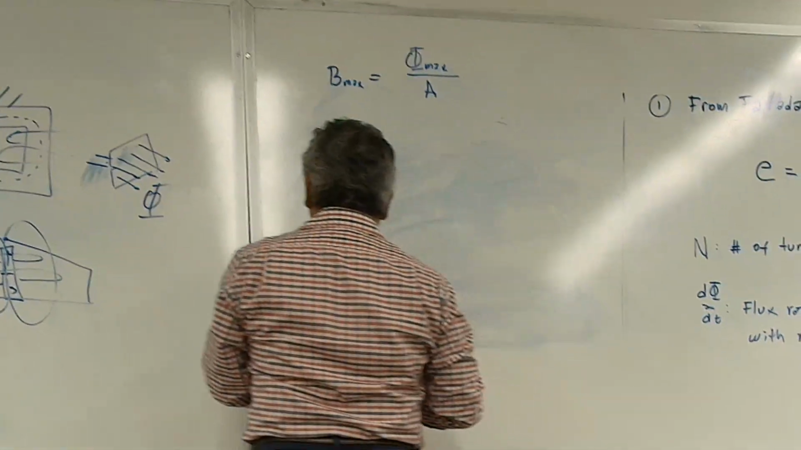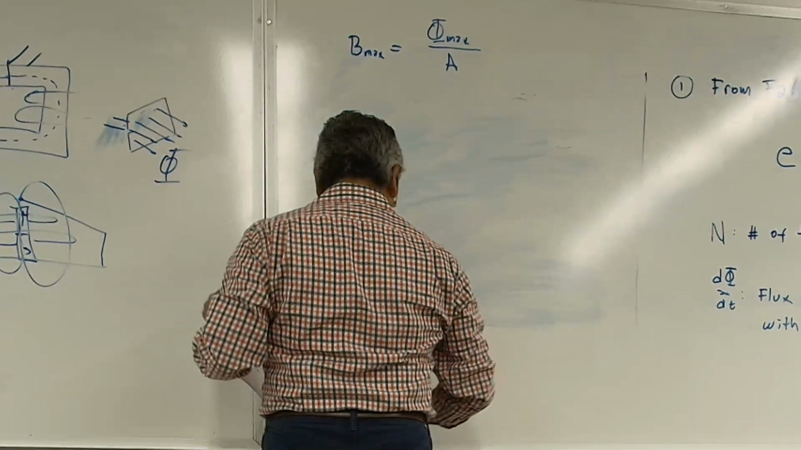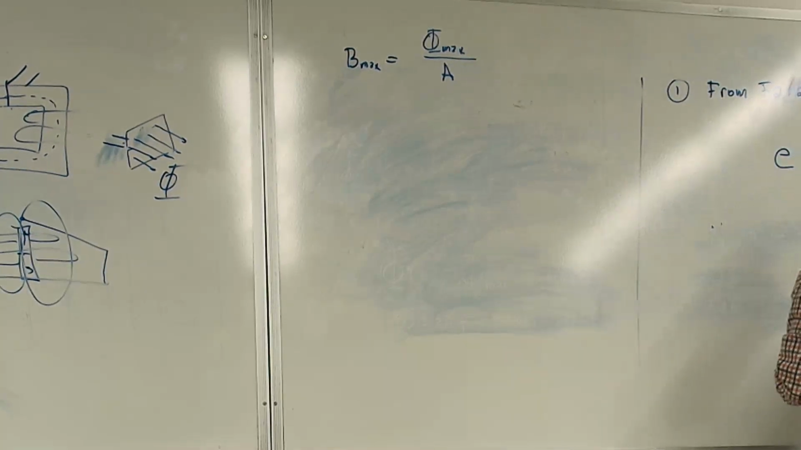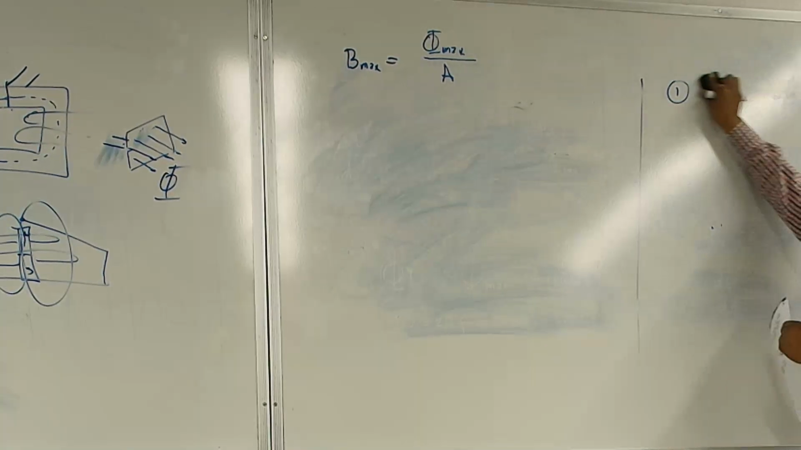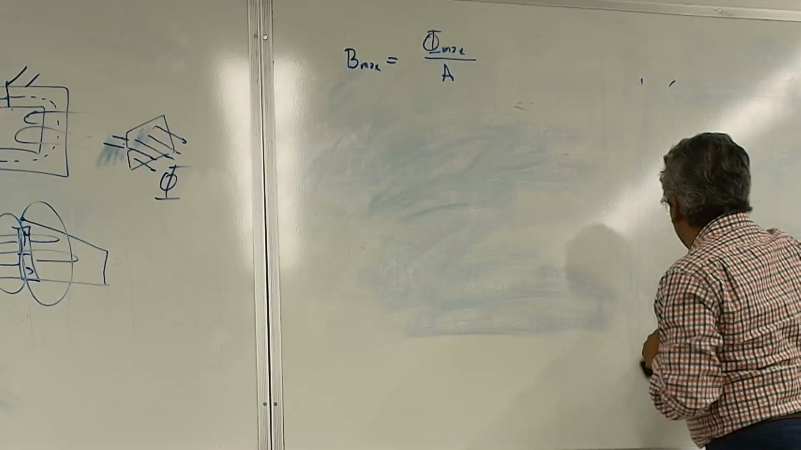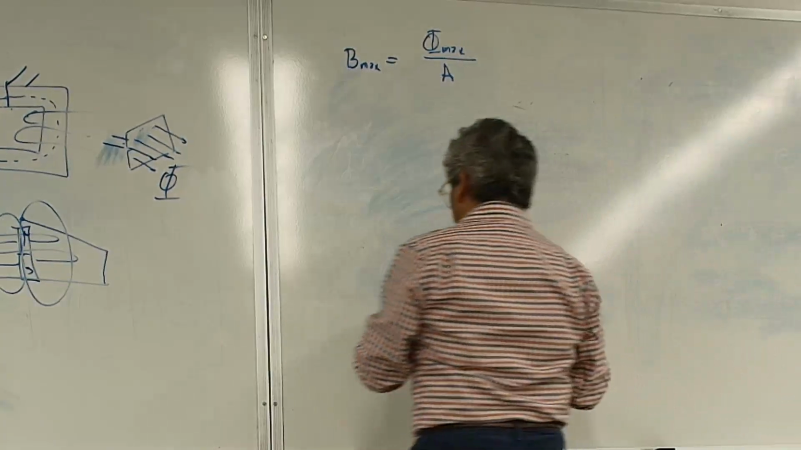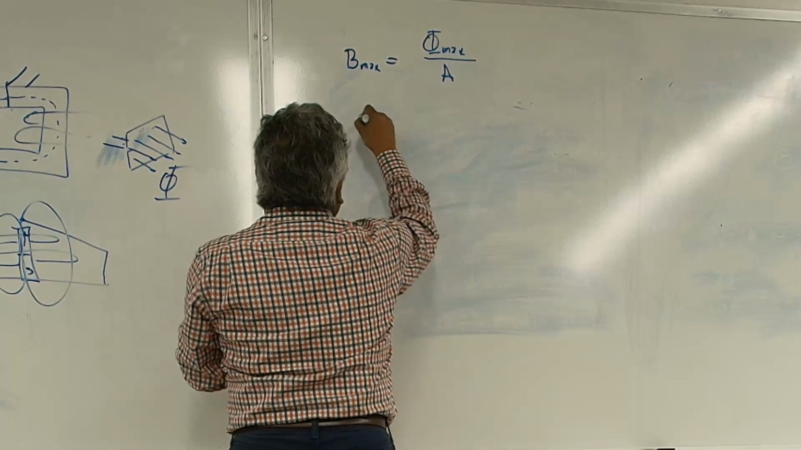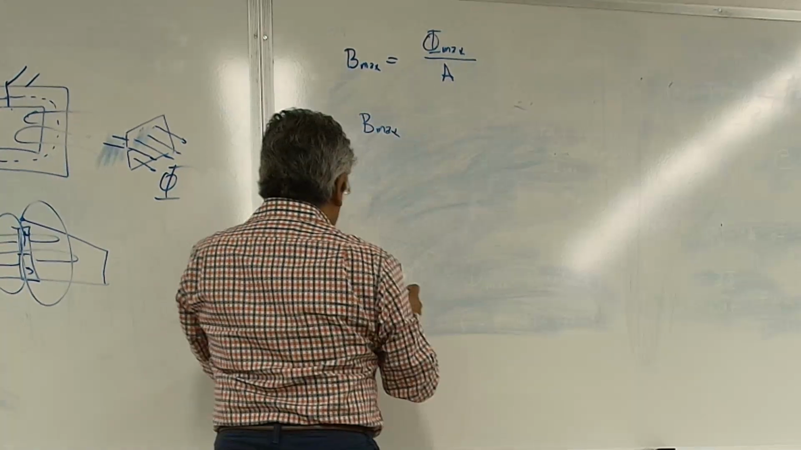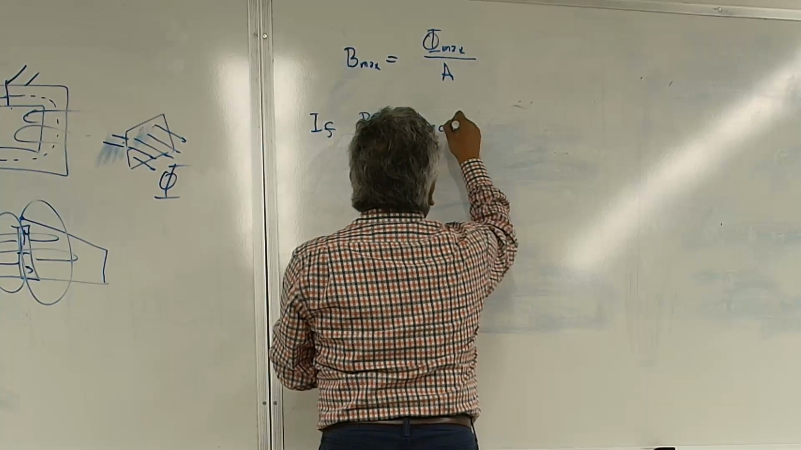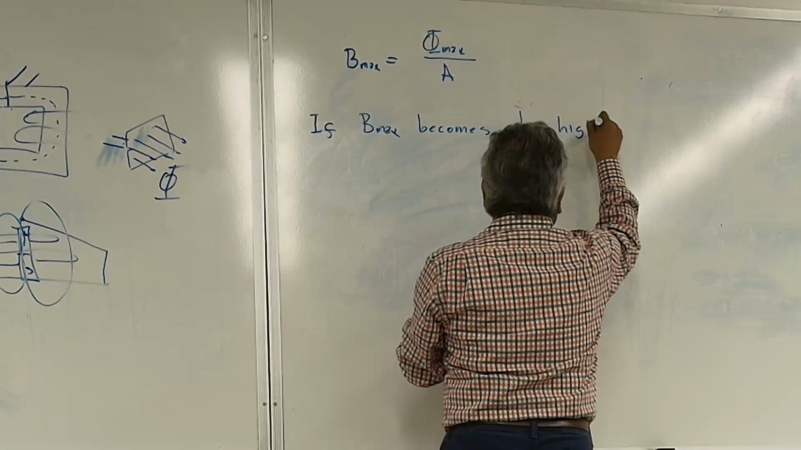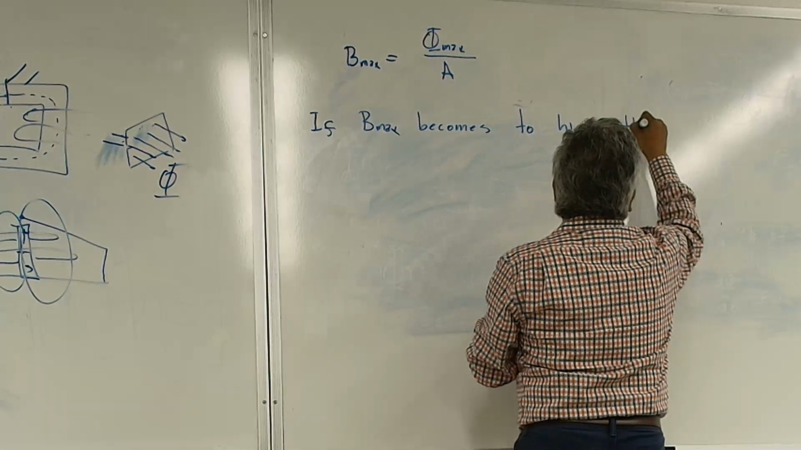So why is this important? The reason why is because, by the way, what I'm going to do here is mostly what transformer designers use. It's a little bit watered down, but just to give us an idea. So we say that if B max becomes too high, the core, what happens to the core, everybody?